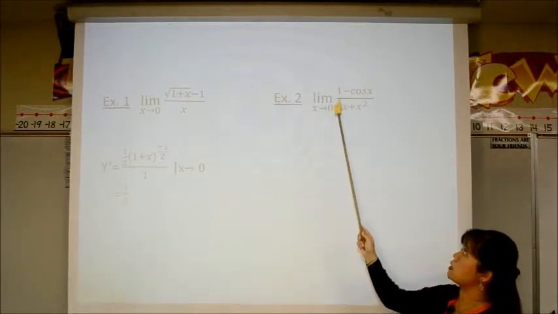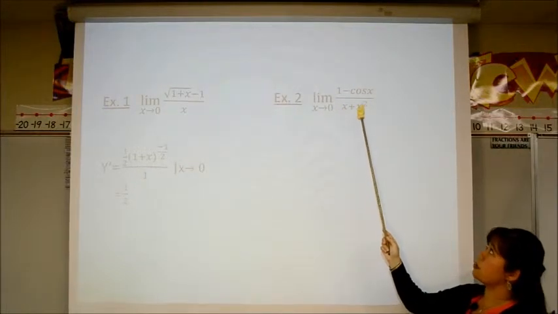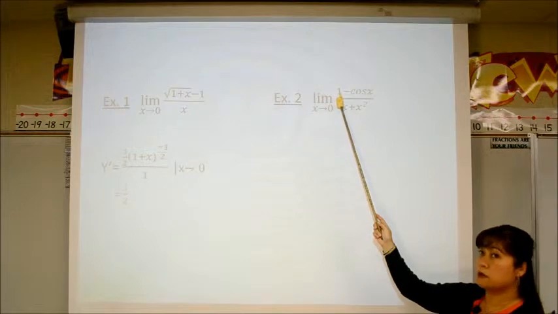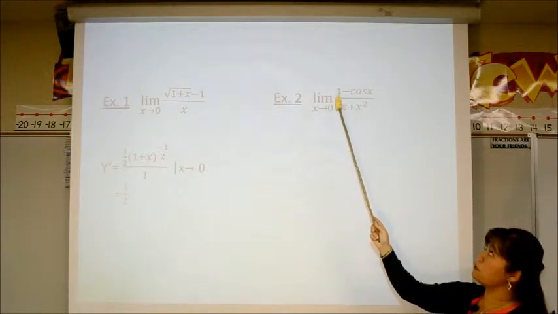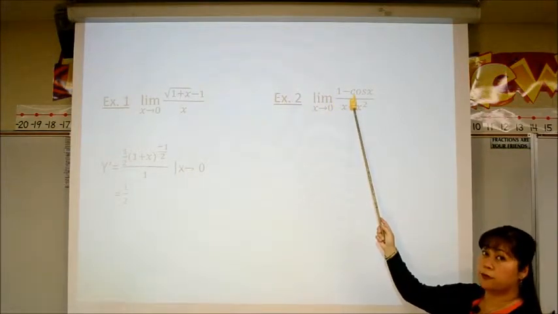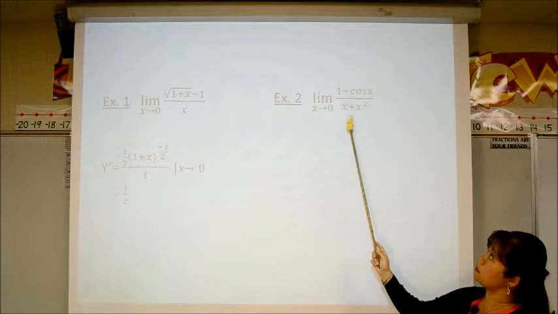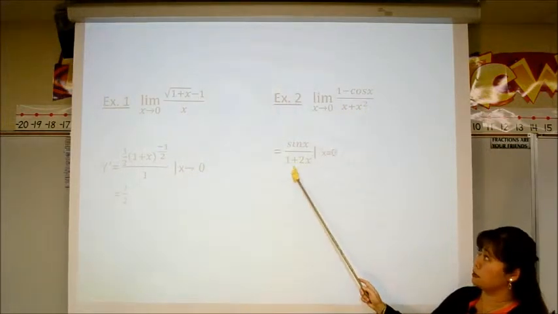Example number 2 says 1 minus cosine x, all over x plus x squared. So again, we're going to apply L'Hopital's: take the derivative of the numerator, and then take the derivative of the denominator. So the derivative of 1, which is a constant, is 0. The derivative of negative cosine is positive sine. Then the derivative of x is 1. The derivative of x squared is 2x. So we have something like this.